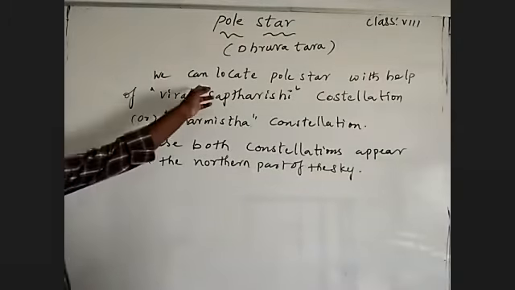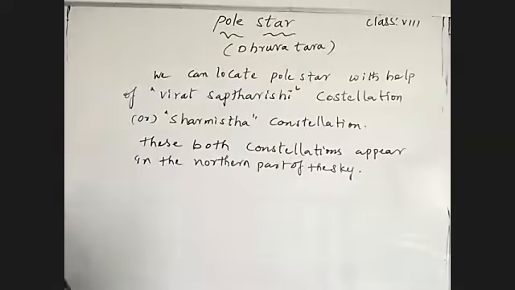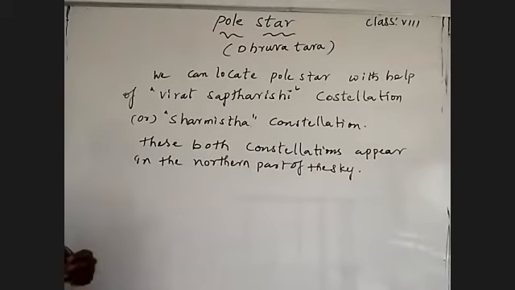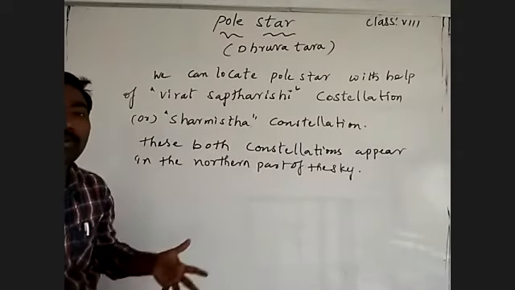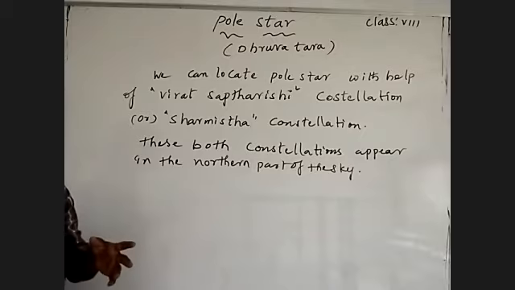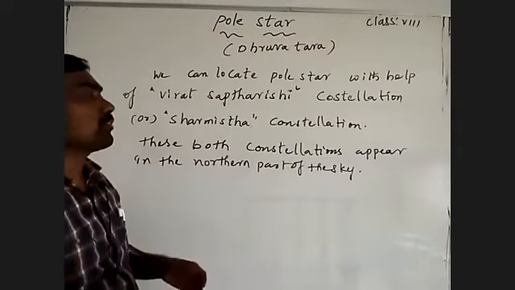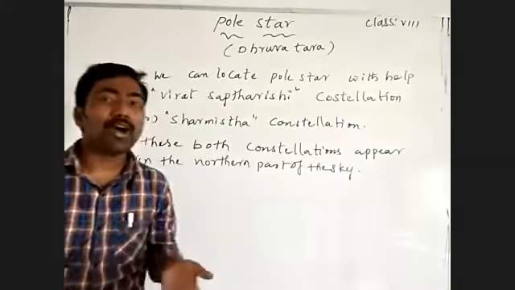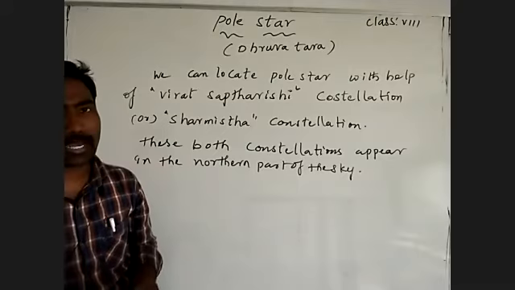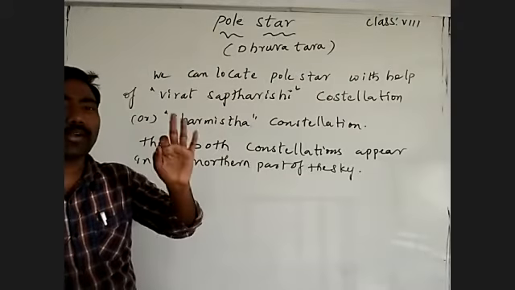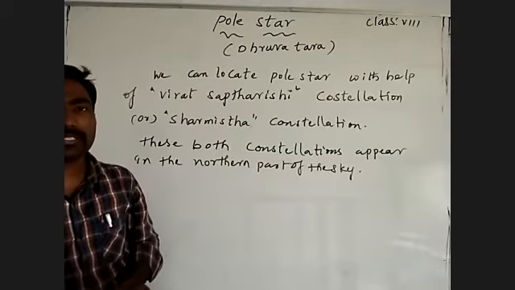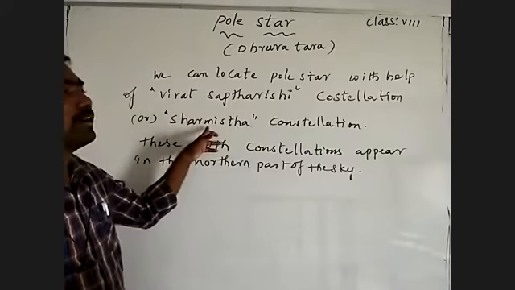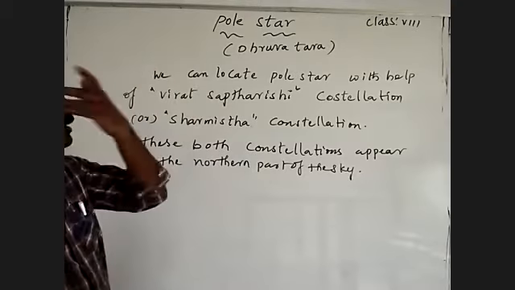See here, we are locating the pole star with the help of two types of constellation. What we learn is that a constellation is a group of stars forming a recognizable shape. There is a particular shape to identify the constellation. So by using these two constellations, Saptarishi or Sharmistha, we can identify the pole star.